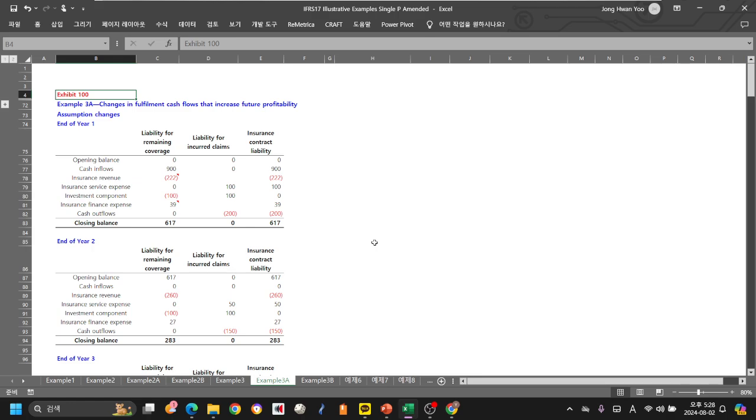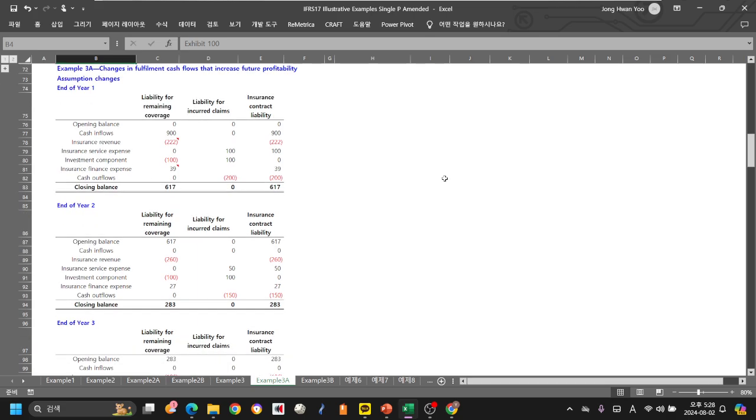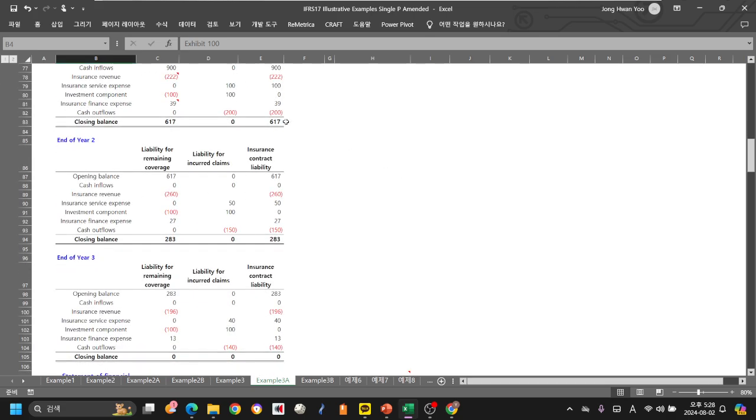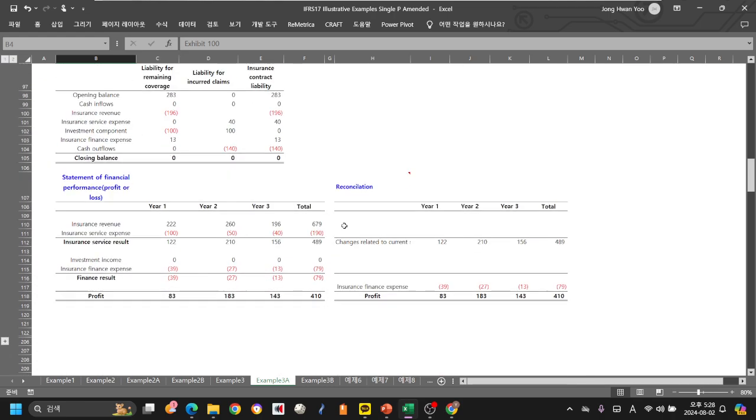And for the scenario that the fulfillment cash flow change increases future profitability, it also has LRC, LIC accordingly. This one should reconcile with each other. This one comes from exhibit 101, and this is 100. That has to match exactly.